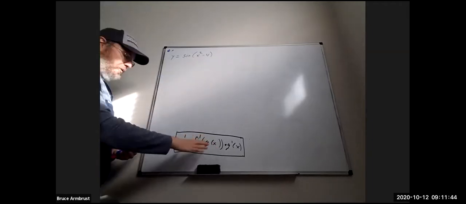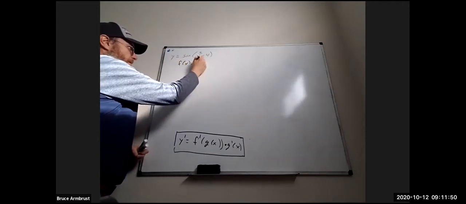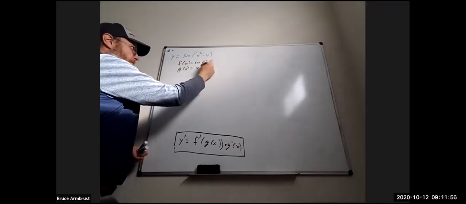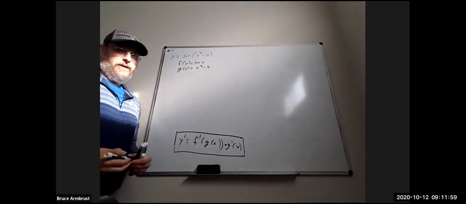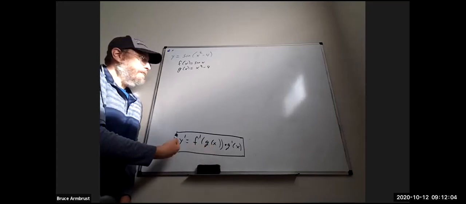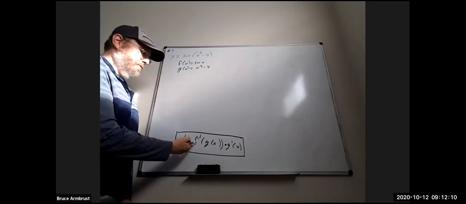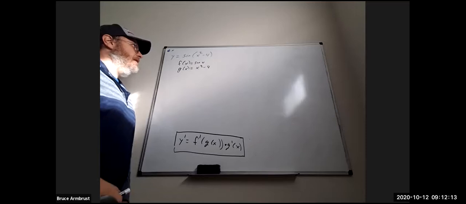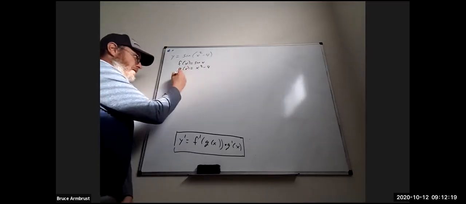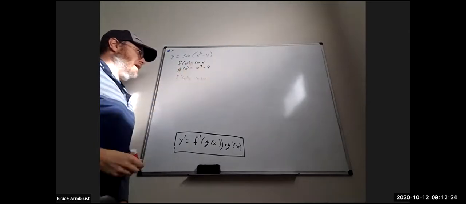So in the context of how we wrote this before, we would say that f of x is sine of x, and g of x is x squared minus 4. If you want to translate it to this kind of phrasing down here, that's what the different pieces are. Okay, so what we need to do is start by differentiating f. So f prime, that's cosine, right? The derivative of sine is cosine.